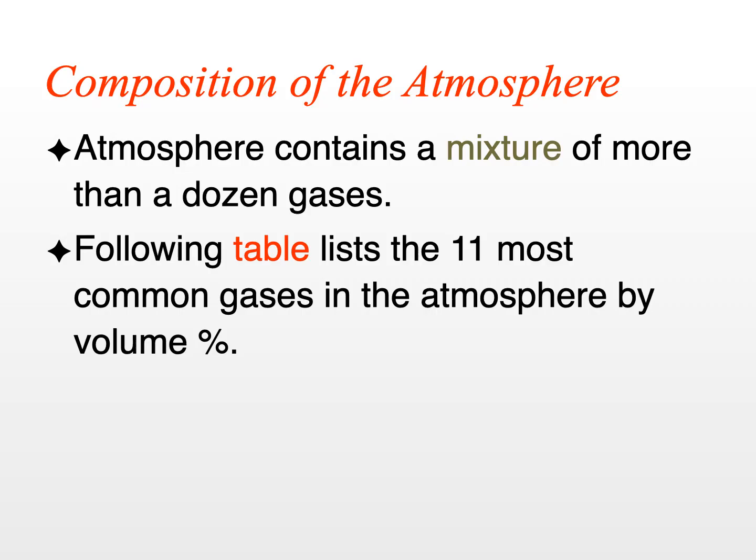Section 5.2 Composition of the Atmosphere. What I'll be describing here is the composition of the current atmosphere, and I'll go into greater depth about what gases are found in the atmosphere. Keep in mind that the atmosphere is a mixture of gases. In the lower atmosphere, all of these gases are mixed together. They're not separated. The table on the next slide will show the 11 most common gases in the lower atmosphere by volume in terms of percentage.